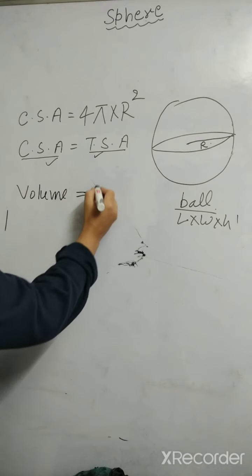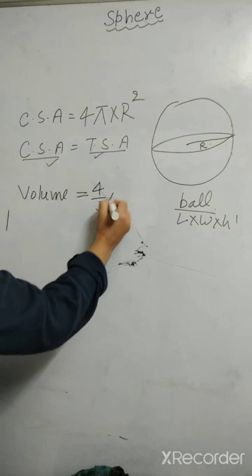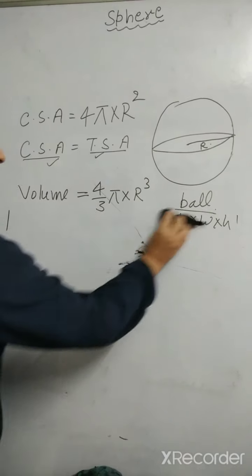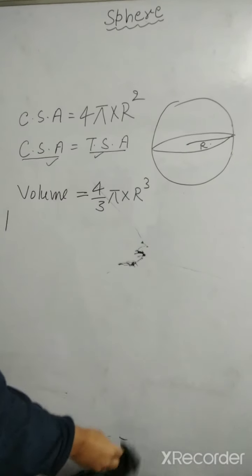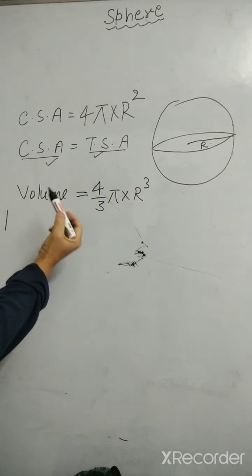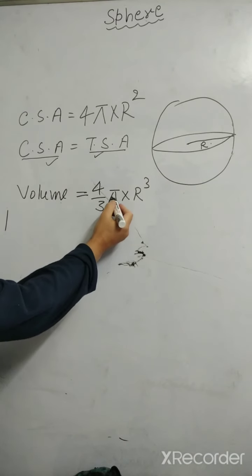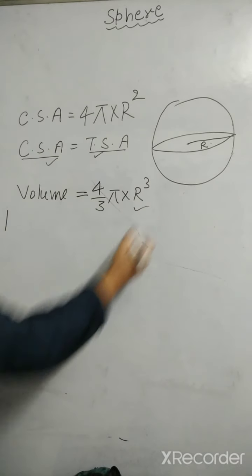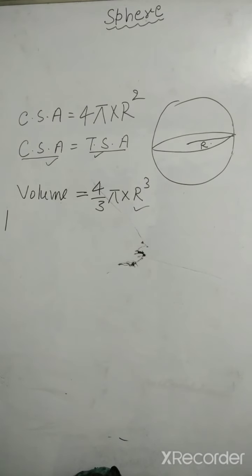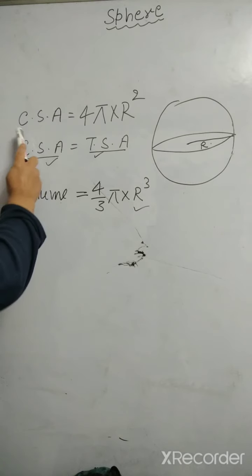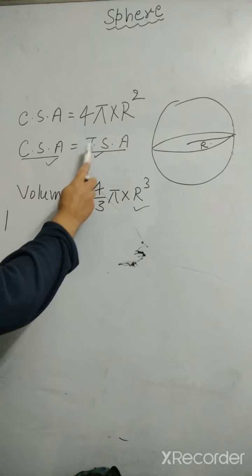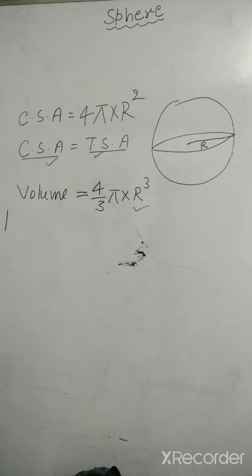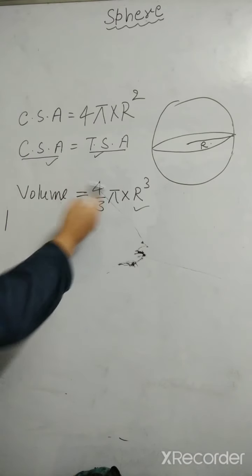Now second comes the volume. So volume of this sphere is 4 upon 3 pi into cube of the radius. Got it? What is the volume of a sphere? 4 upon 3 pi into r cube. Whether it's a hollow sphere or a solid sphere, the volume will remain same. 4 upon 3 pi r cube, right? And the curved surface area will be equal to total surface area in case of a sphere. Got it? Now, these two formulae you should know, right?